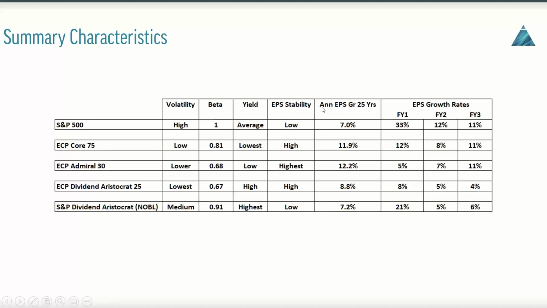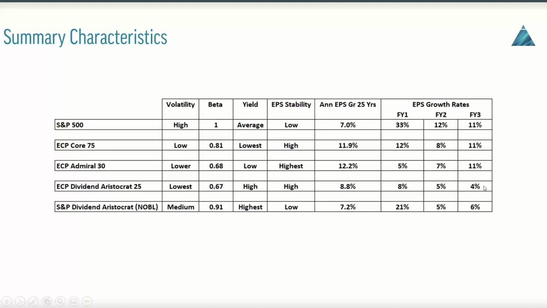EPS growth rates, again, keep in mind that we've got the annual EPS growth rates we looked at. This is a 25-year least squares trend, okay, for each of these. And what you're going to want to note is the FY1, FY2, FY3 trend. Ultimately, that growth rate long-term will end up reverting to that 25-year trend. So you just want to pay attention to the reopening phenomenon that's taking place with both of the S&P names versus the rock-solid stability that you get with the ECP names. And that's speaking again to the difference in that volatility.